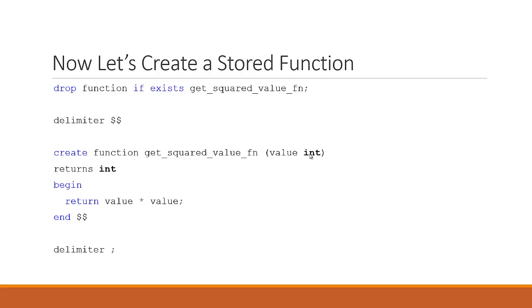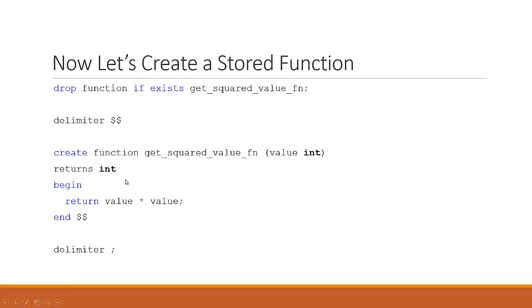So you cannot pass in out parameters, which means you cannot pass in an in-out or an out. All you can do is pass in an in parameter, which means that you don't really need to specify that it's an in parameter because it already knows it's going to be an in parameter. So that's why we don't have the keyword in front of the value that we're passing in. The value being the name of the parameter and int being the data type of the parameter.